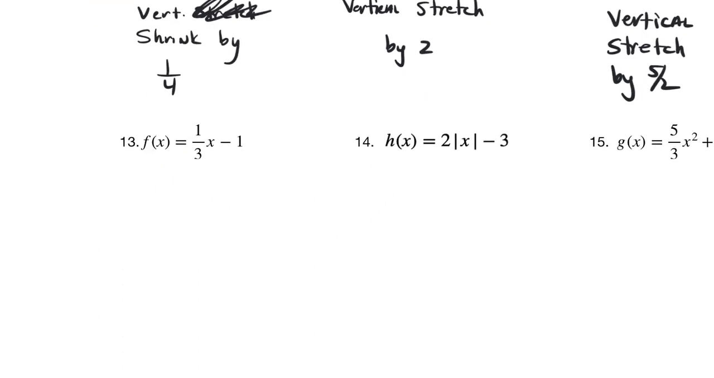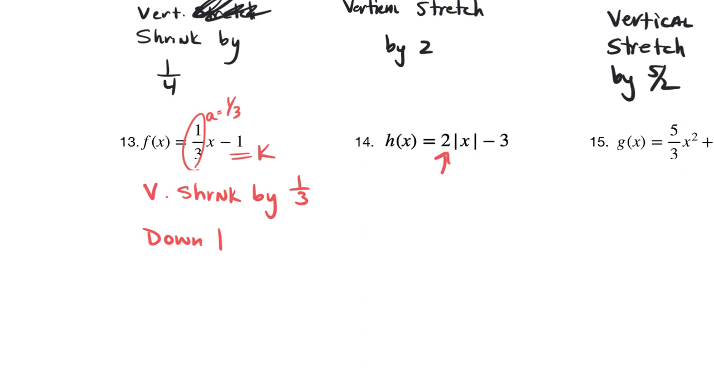13's got 2 things going on. It's got an A value, that's a 1/3, it's going to shrink it, and it's got a K value out back here, so it's going to drop it down by 1. So I'll abbreviate, but you write it all out. Vertical shrink by 1/3 and down 1. And see here, the 2's in A equals 2, so vertical stretch by 2, down 3 because of the 3 on the end.